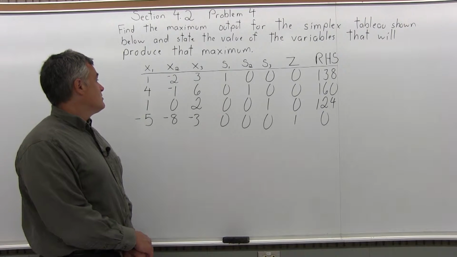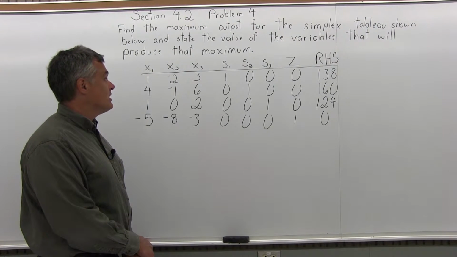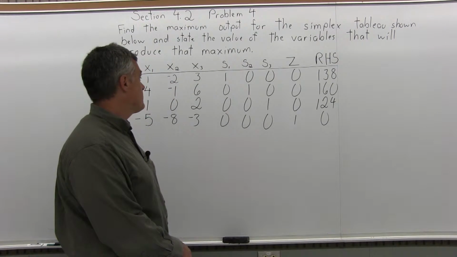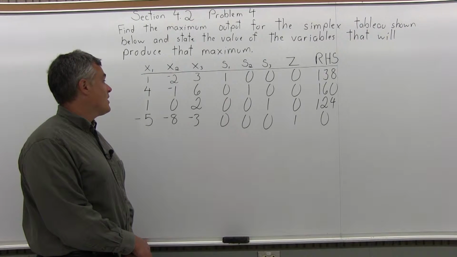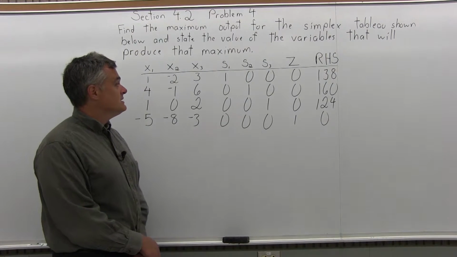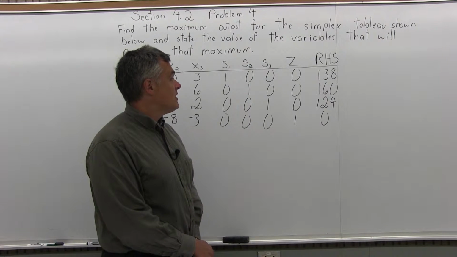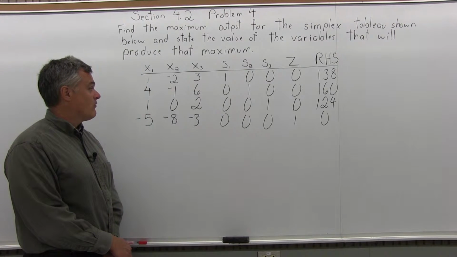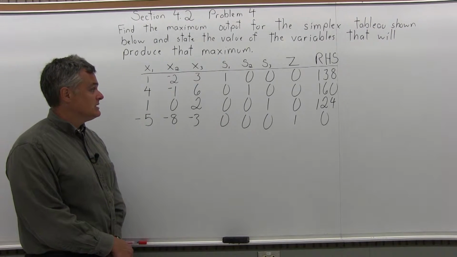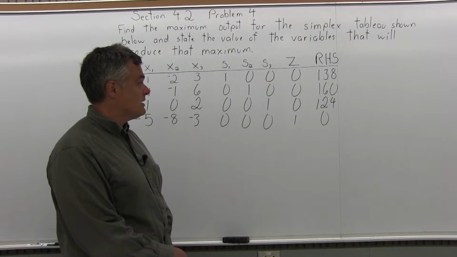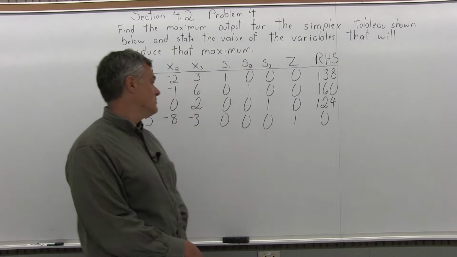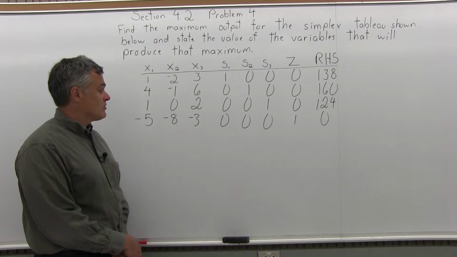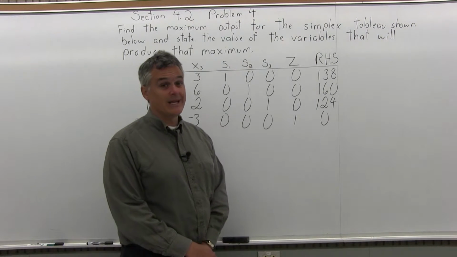So the top row, you have 1, -2, 3, 1, 0, 0, 0 again, and then 138. The second row, we have 4, -1, 6, 0, 1, 0, 0, 160. Then the third row, we have 1, 0, 2, 0, 0, 1, 0, 124. And finally, in the bottom row or fourth row, we have -5, -8, -3, 0, 0, 0 again, 1, and then finally 0.